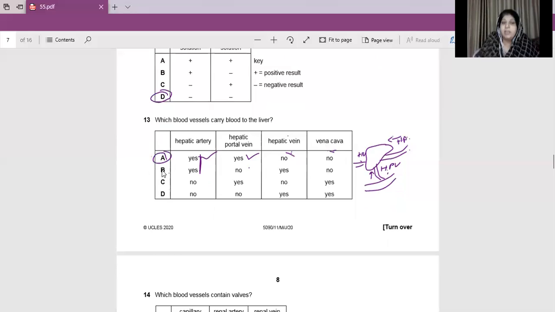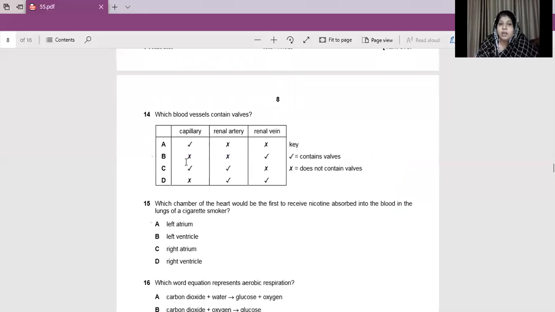Next is, which blood vessels contain valves? The simplest one: only veins contain valves, arteries and capillaries are without valves. Okay. Next is, which chamber of the heart would be the first to receive nicotine absorbed into the blood in the lungs from a cigarette? Now, it's a rough sketch of a heart. 4 chambers are there, right? First is this chamber. It receives blood from the whole body, then it's supplied to the second chamber, then it goes to the lungs, right? From the lungs, nicotine blood is entering here because the person smokes, and that nicotine enters here. So this chamber receives nicotine first. So this is the left atrium.